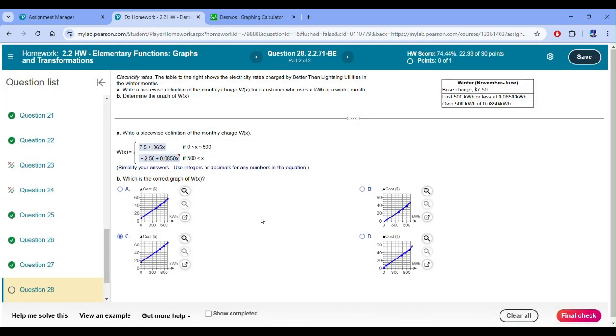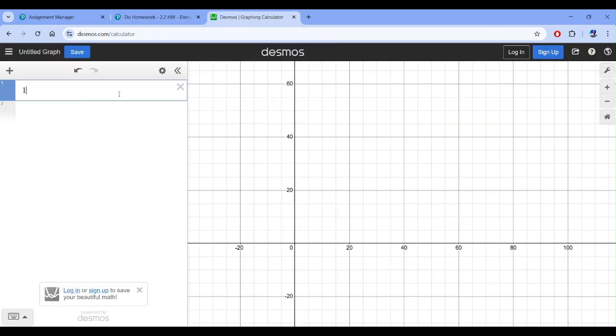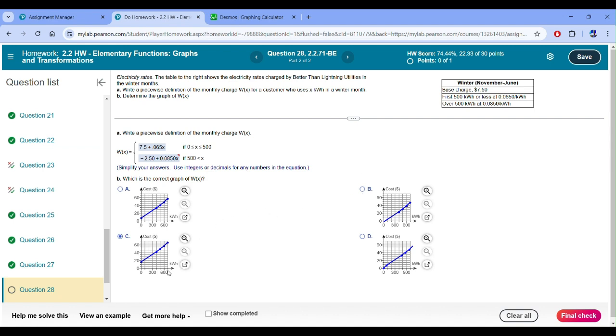Maybe this one? No. It's gotta be something with the point values. This is 60. If I plug in 600, I don't know what that times 600 is. What's 0.085? 0.085 times 600, and then do what to it? Do minus 2.5. 51.6 minus 2.5 gives us 49.1. So at 600, it should be a 49.